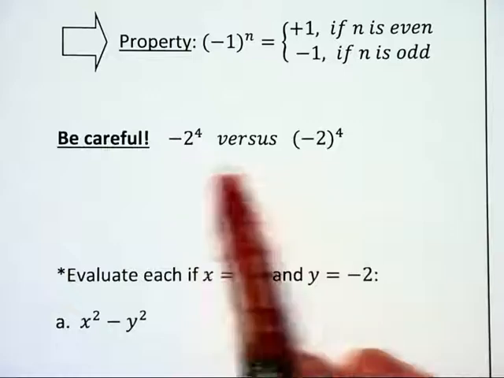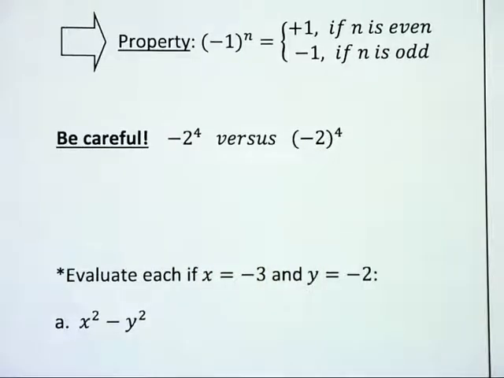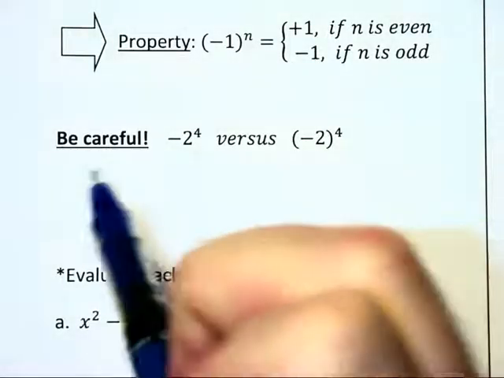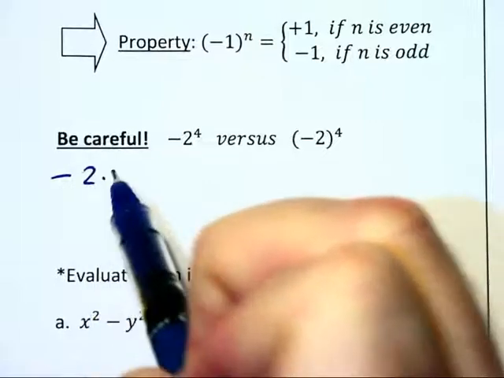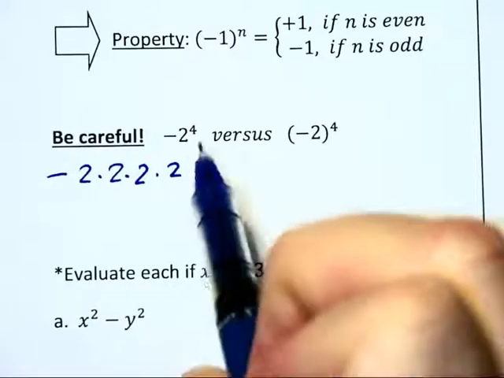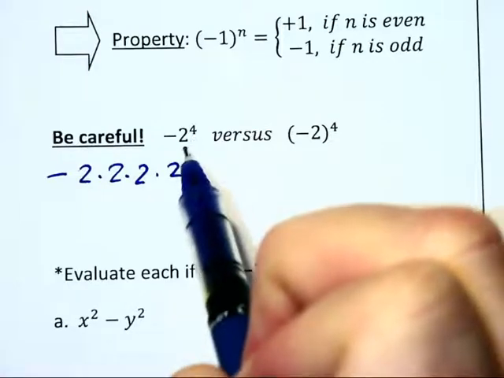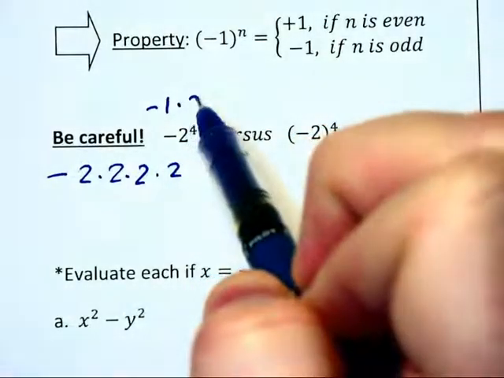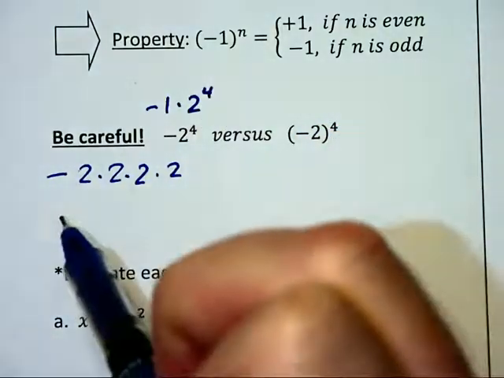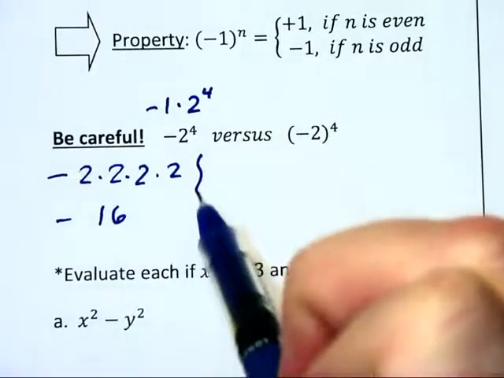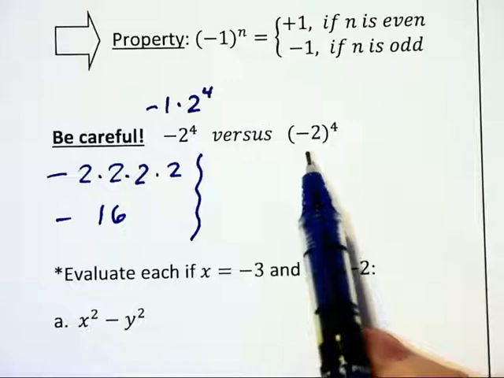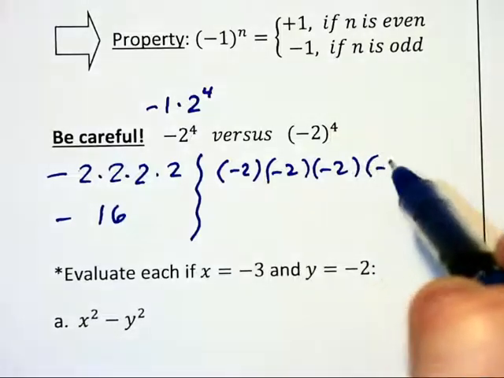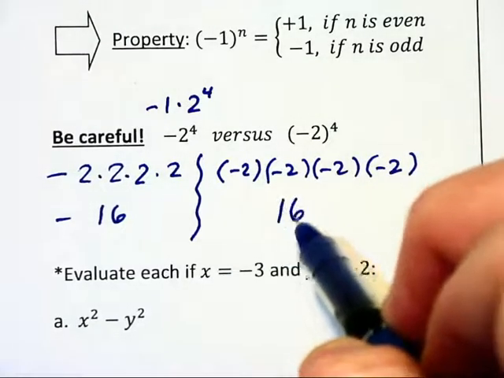People get confused between the difference of these two. They are not both going to equal negative 16. This first one, negative 2 to the fourth, is like negative 2 times 2 times 2 times 2. Only the 2 has the exponent applied to it, not the negative out front. This is like having negative 1 times 2 to the fourth. And so this becomes negative 16. Whereas negative 2 quantity to the fourth power is negative 2 times negative 2 times negative 2 times negative 2 again, which is positive 16.